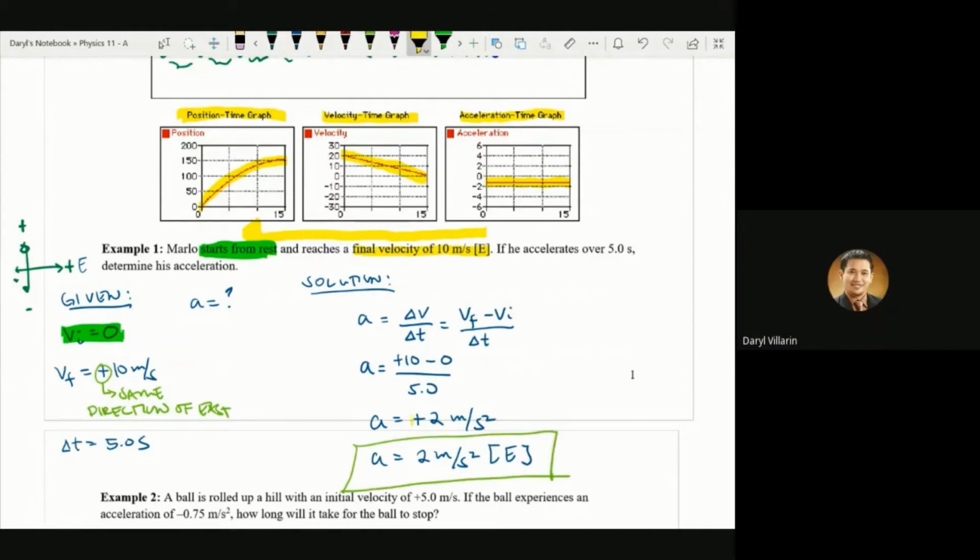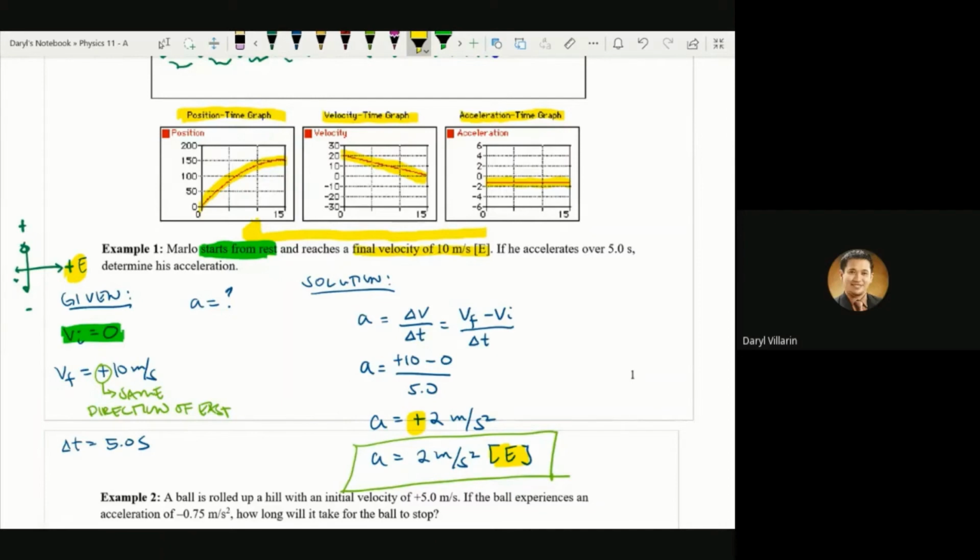Again, I'll just replace the positive symbol with the direction itself. Positive in the coordinate system that we use is directed east. So therefore, the acceleration has a magnitude of 2 meters per second squared, and its direction is east.